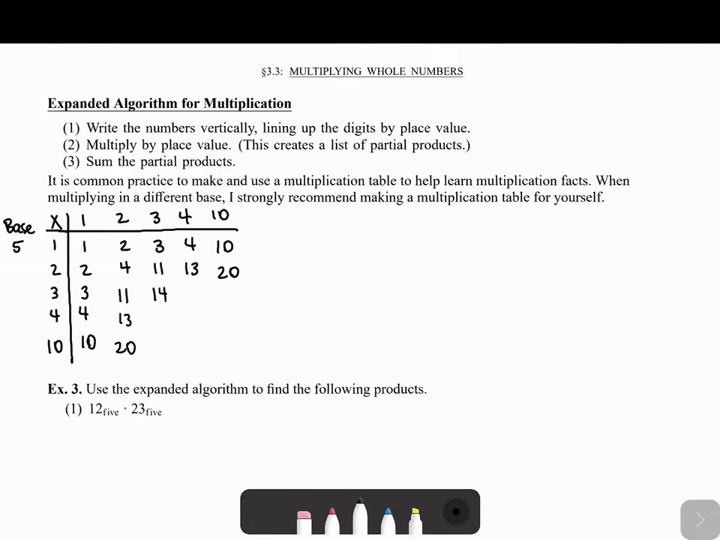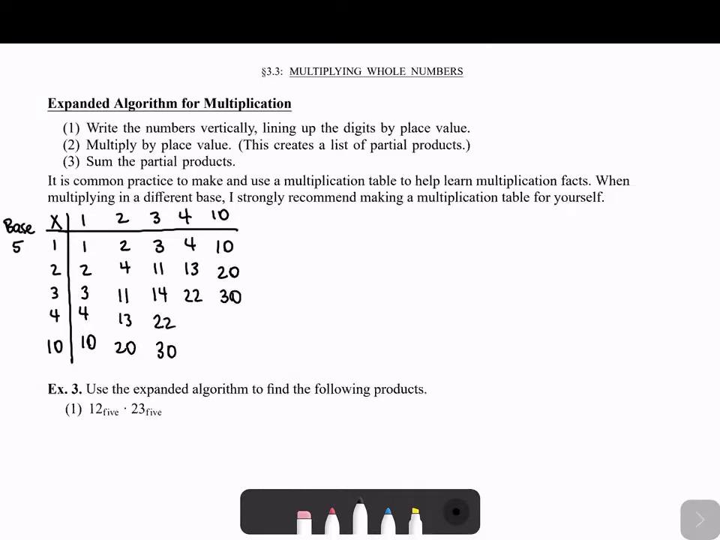3 times 4 is 12, which has 2 5s and 2 left over. And 3 times 10, which is the value 5, is 15, which has 3 5s and none left over. Okay, so now because we filled in a row, that commutative property tells us we can fill in a column. So we have 2, 2, and 3, 0.